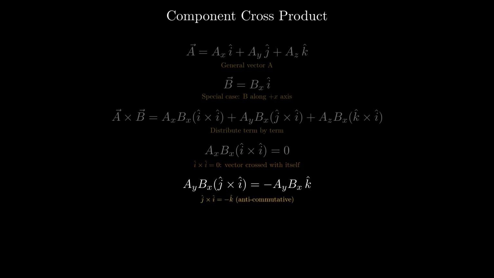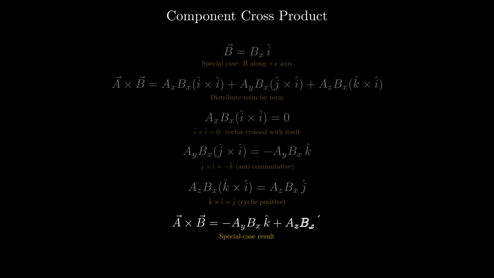The second term, a sub y times b sub x times j hat cross i hat, gives negative a sub y times b sub x times k hat. The third term, a sub z times b sub x times k hat cross i hat, gives a sub z times b sub x times j hat. So this special case collapses to negative a sub y b sub x in the k hat direction, plus a sub z b sub x in the j hat direction.